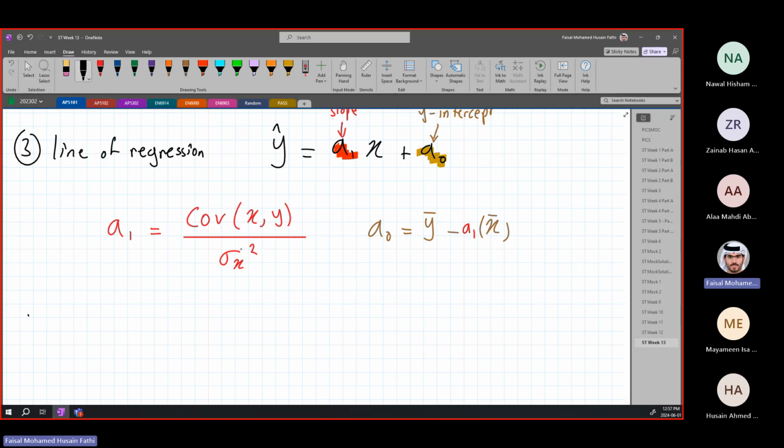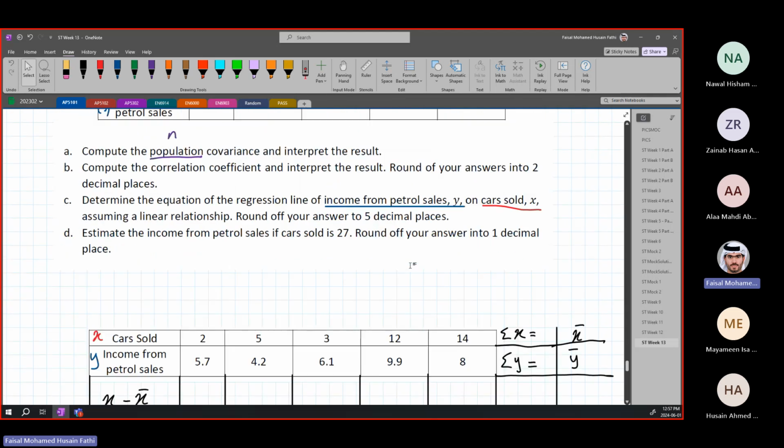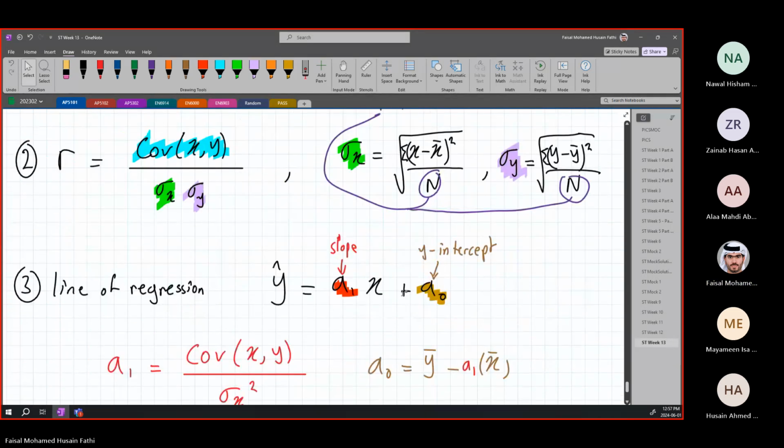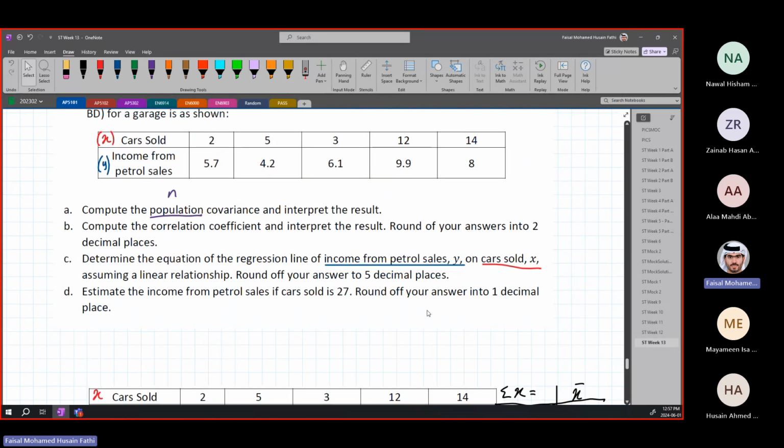And then step 4, or the fourth question, would be an estimation. All you're going to have is an x value, so they're going to say x is equal to a specific number. In this question, it was 27. Let me just make sure. Yep, 27. One extra point here: your X value is cars sold, and here they're asking for cars sold again. Estimate the income from petrol sales if cars sold is 27.